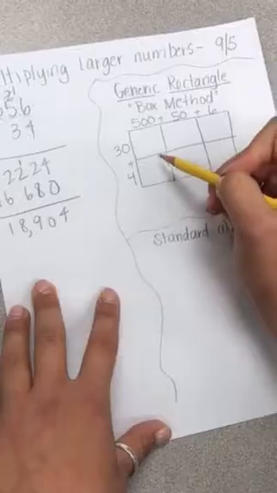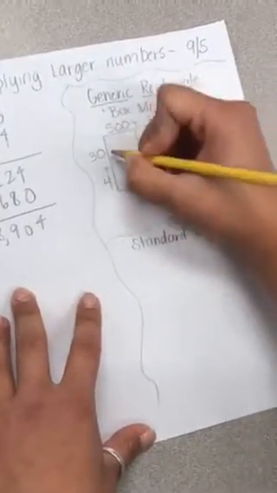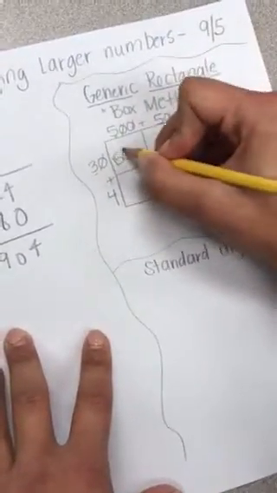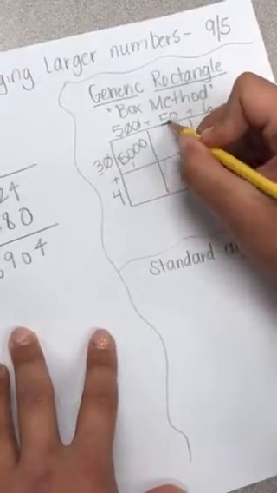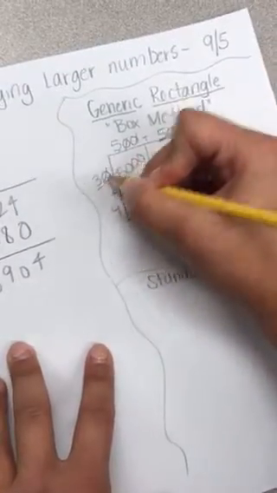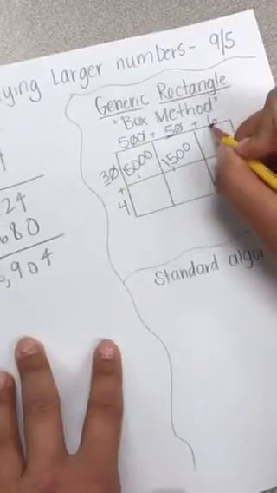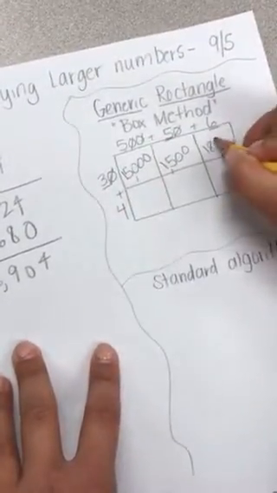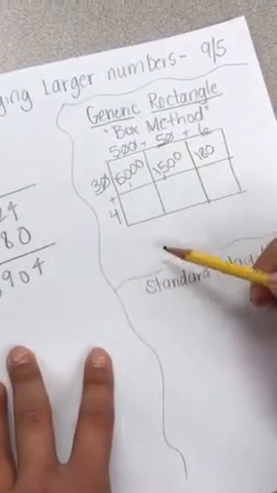Okay? Then what I would do is I would just multiply accordingly. So 30 times 500 would be 3 times 5, which is 15. Add my 3 zeros, so 15,000. 30 times 50, you can do 5 times 3, which is 15. Add my 2 zeros, 1,500. 30 times 6, you can do 6 times 3, which is 18. Add my 0 to the end, which is 180. So now I've done 30 times each of these numbers.